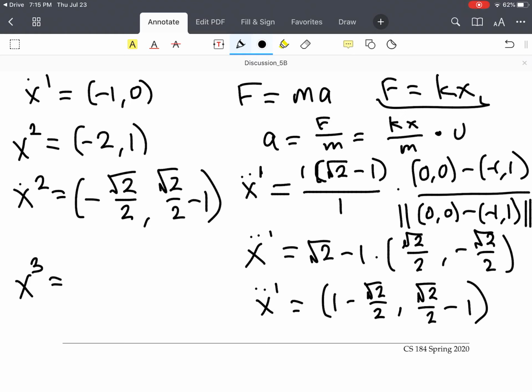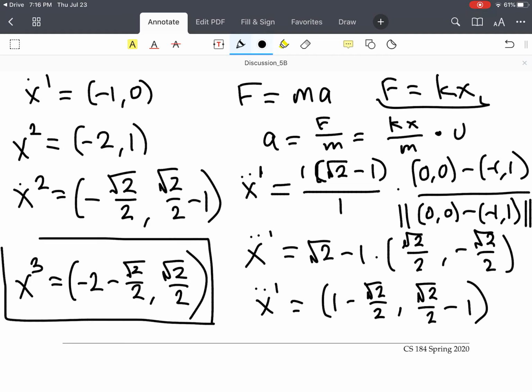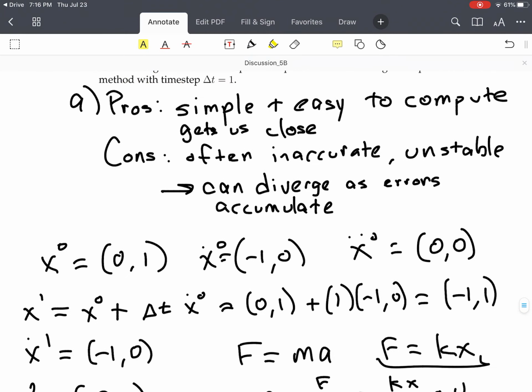Okay, so it's just going to be this position plus 1 times the velocity. And so that's going to be negative 2 minus root 2 over 2 and root 2 over 2, because it'll be plus 1 minus 1. And there we go. That is our answer.